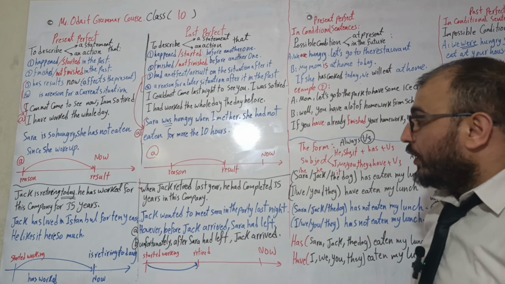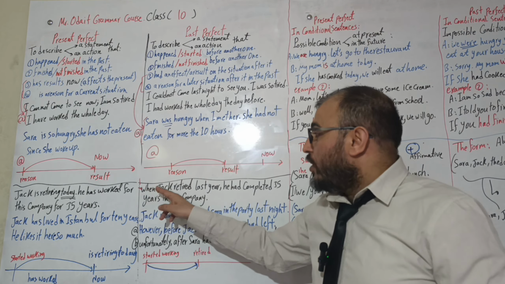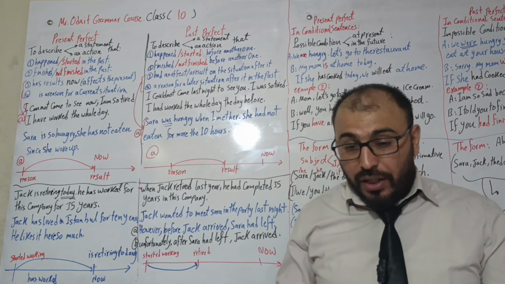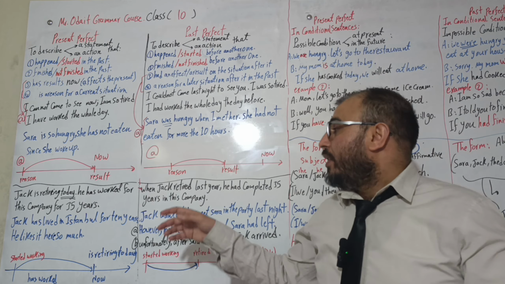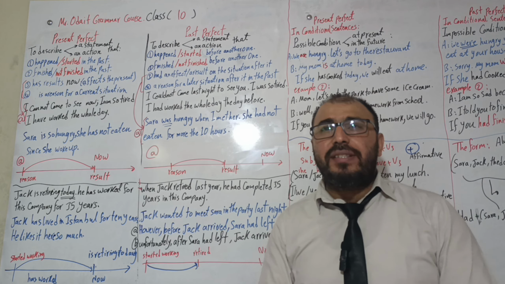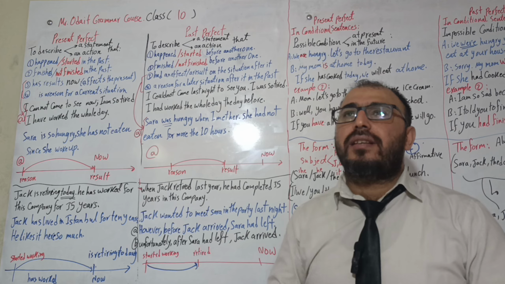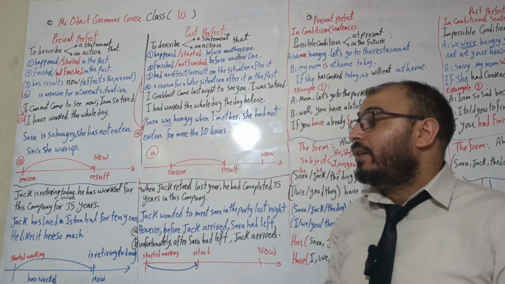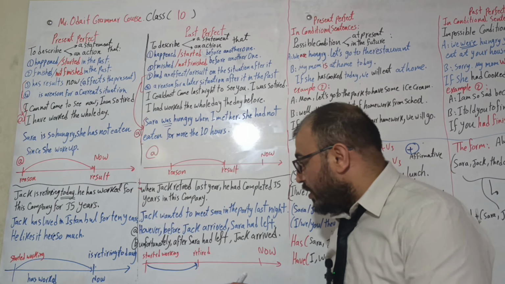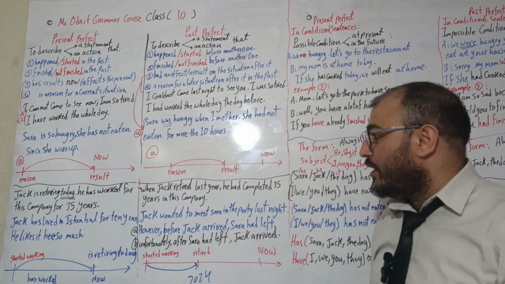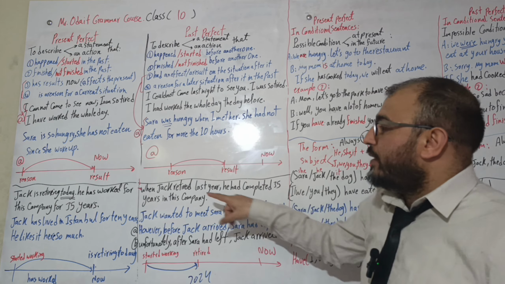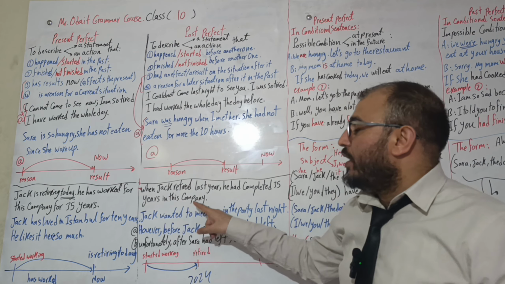Let me give you an example here. We say, when Jack retired last year in 2024, we are now in 2025. Last year I was at Jack's retirement party. I said, you remember Mr. Jack? We attended his retirement party last year. You remember him? Yes. You say, when Jack retired in 2024 last year, he had worked, or he had completed, 35 years in this company.